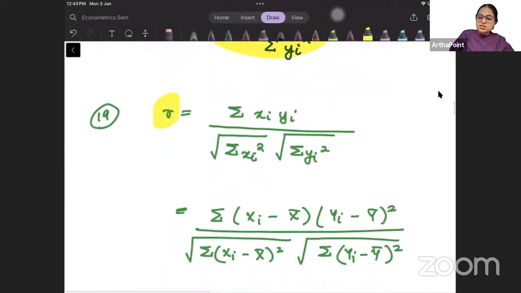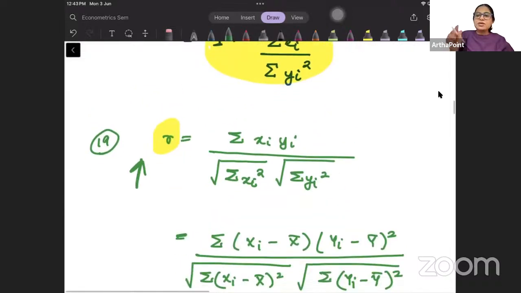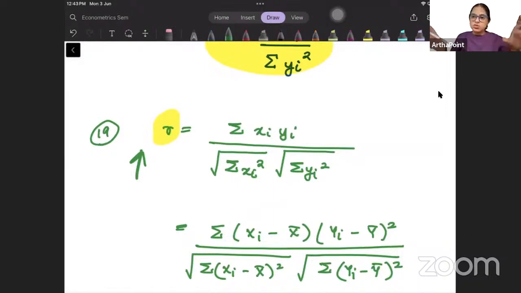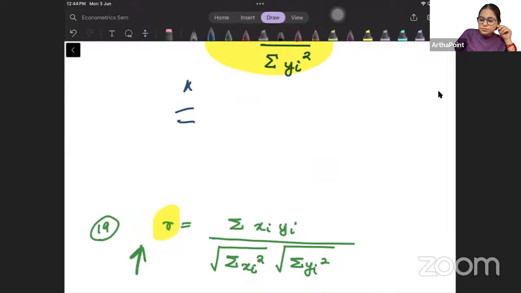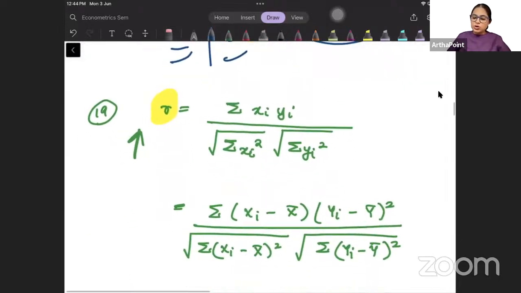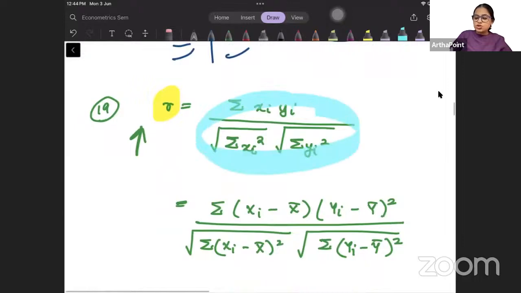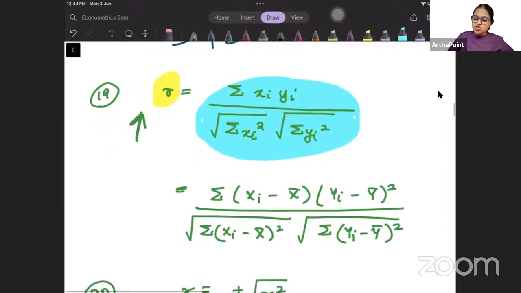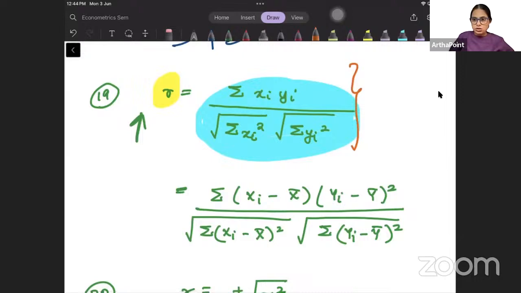Now suppose someone asks you to find only R, not R square, and you are only given the values of X and Y. You are only given that this is your X, this is your Y, and find R. So what you can do is use this formula, which is summation xi yi upon under root summation xi square times under root summation yi square. Just remember that whenever I write in small letters, these are all deviations from means, beta.